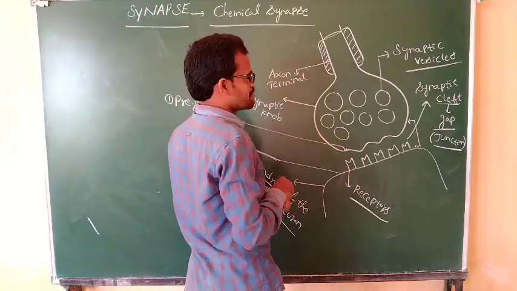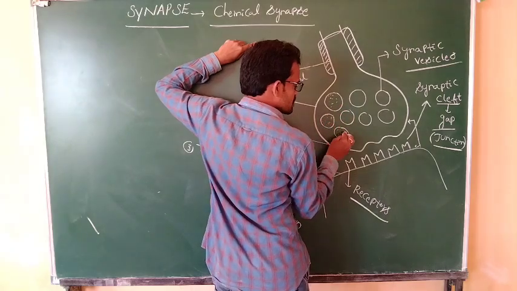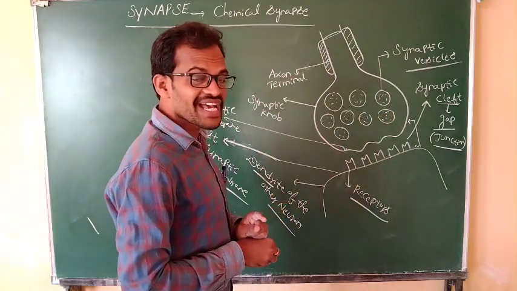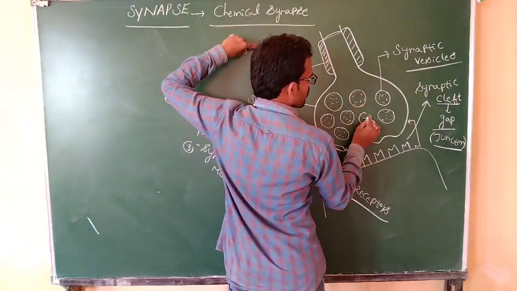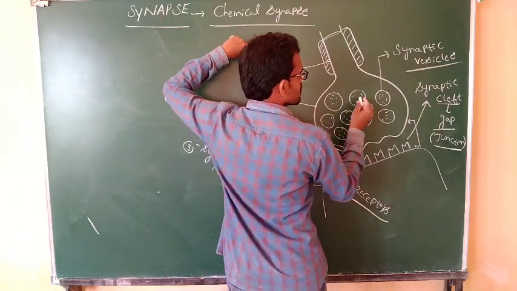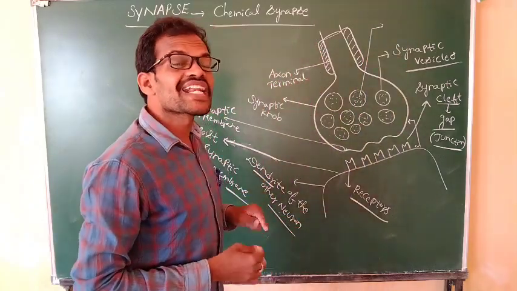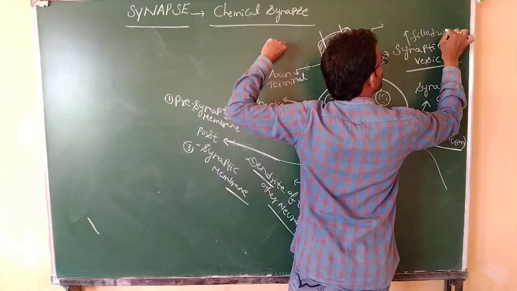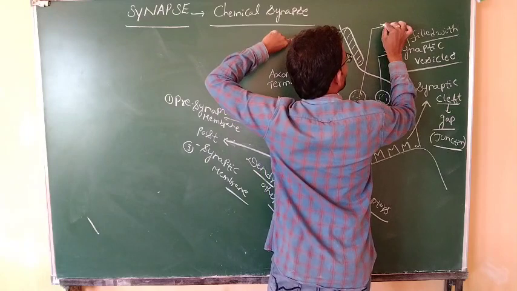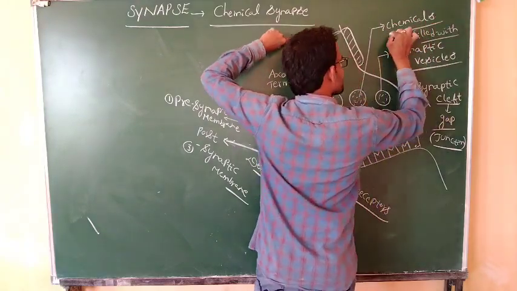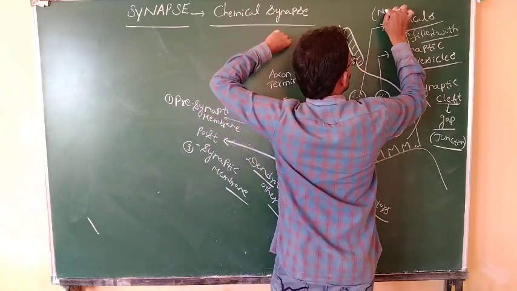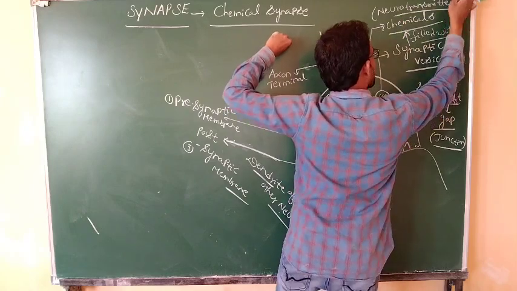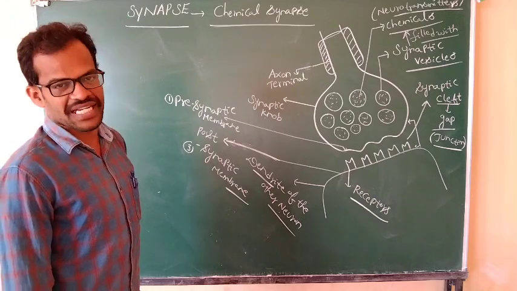These synaptic vesicles are filled with neurotransmitter chemicals. Synaptic vesicles are filled with chemicals. These chemicals are nothing but neurotransmitters.